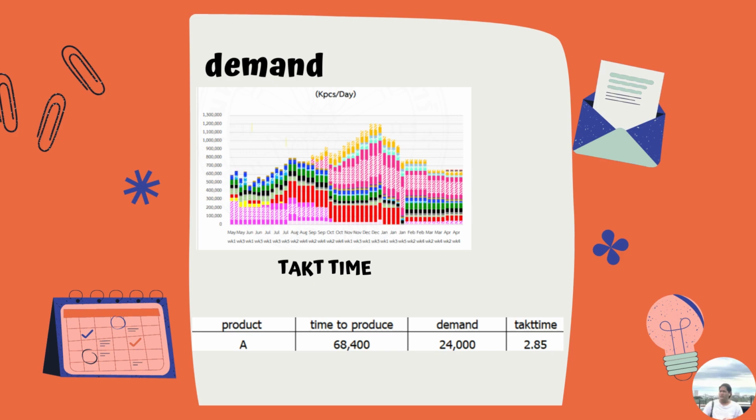And the next table is the takt time of product A. Time to produce is 68,400 and demand is 24,000. Takt time is 2.85.